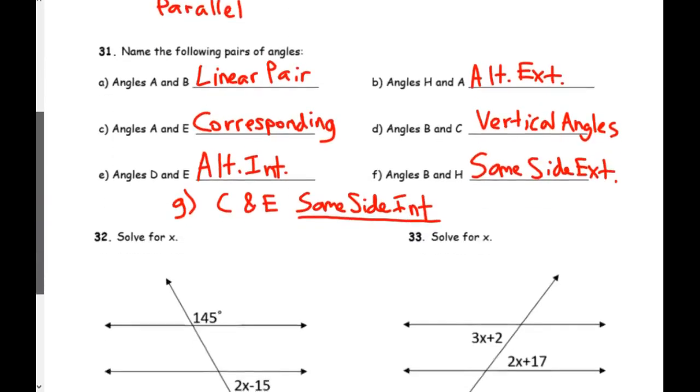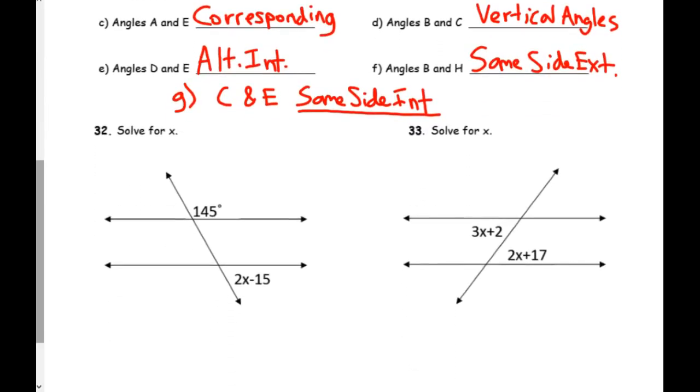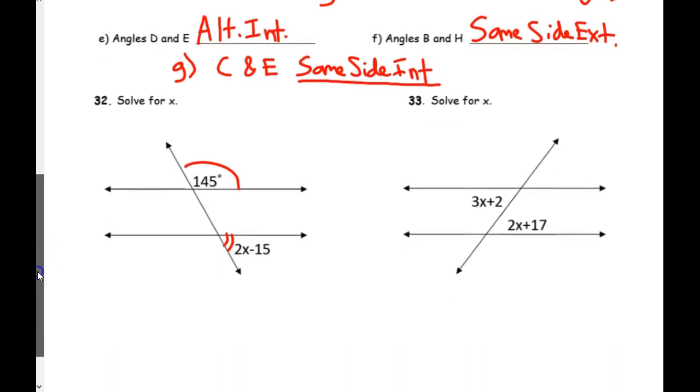Okay. Solve for x. So remember, our same sides are supplementary. One's obtuse, one's acute. They're definitely not going to be congruent, so do not set them equal if they're not congruent. In this situation, when they're supplementary, we have to add them up, and it equals 180 degrees.